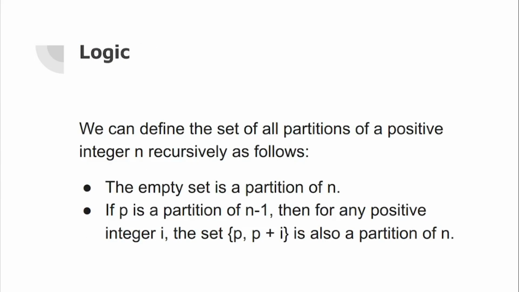Let us discuss the logic of partitioning. We can define the set of all partitions of a positive integer n recursively as follows. The empty set is a partition of n. If p is the partition of n minus 1, then for any positive integer i, the set of p and p plus i is also a partition of n. In other words, to generate all partitions of a positive integer n, we can start with the empty set and then add any positive integer to each partition. Now I understand that this is easier said than done, so let's dive into some coding.